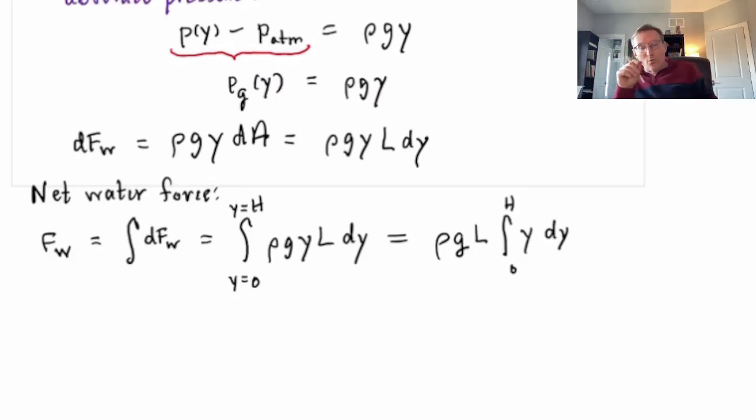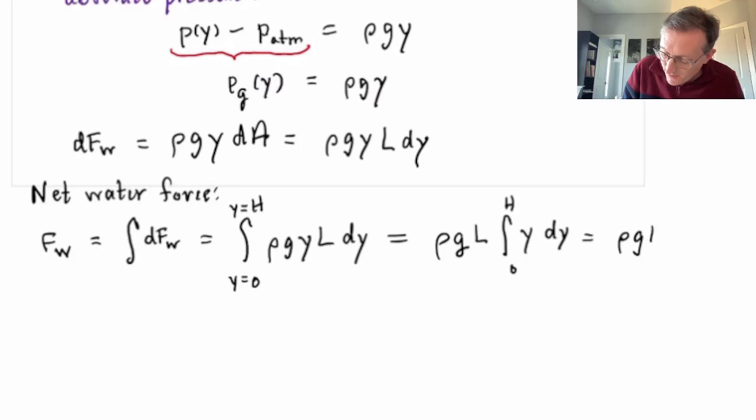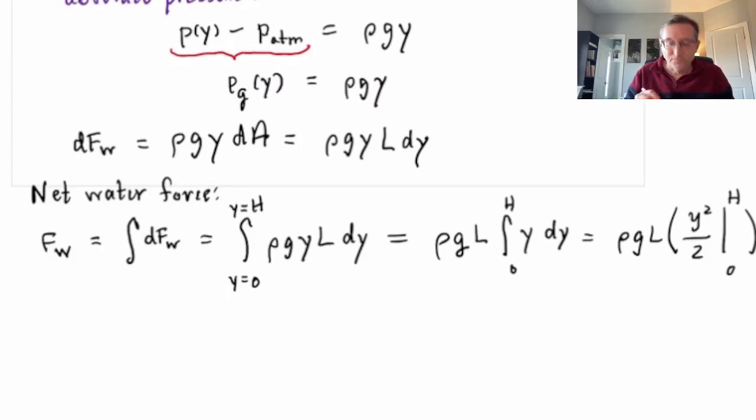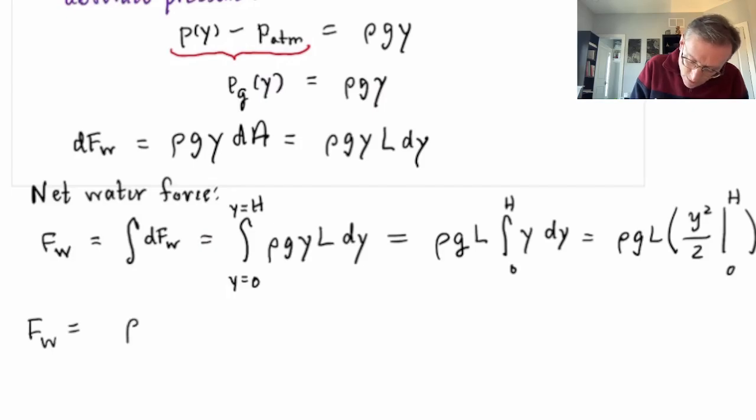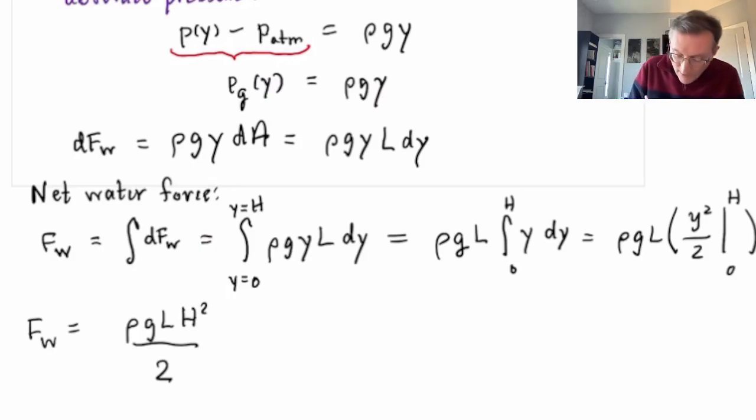The integral of y to the 1 is y to the 2 over 2. So y squared over 2, right? So this is rho g L, and then y squared over 2, and we got to put in the limits of our integral from 0 to h. And that's not too hard to do. When you put in those limits, you get rho g L h squared over 2. And that is our symbolic answer.